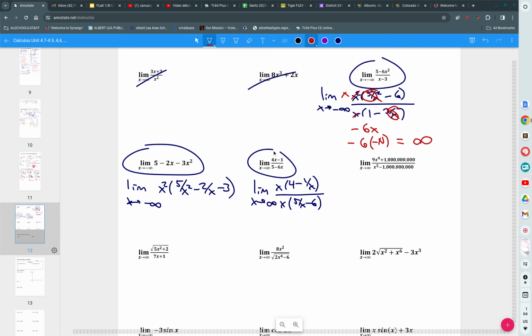Raise your hand if you missed the positive infinity and wrote negative, okay? I was going to say we only have one person who is Aiden. I don't believe that, okay?